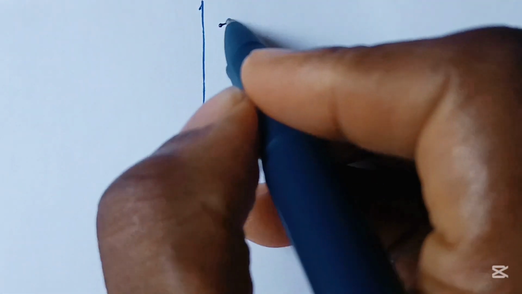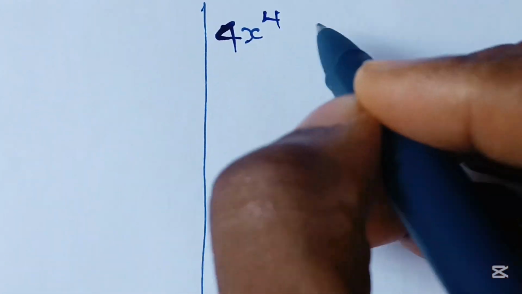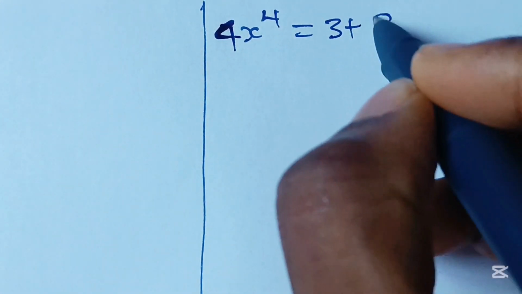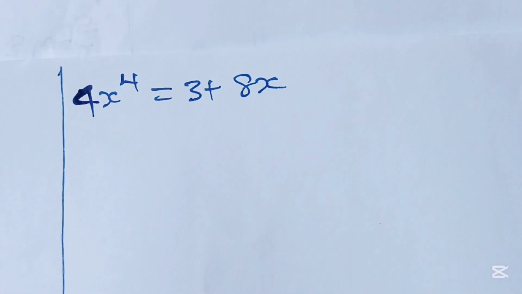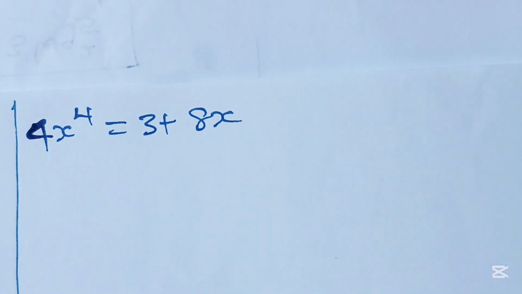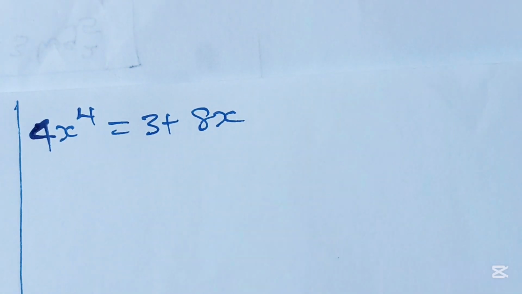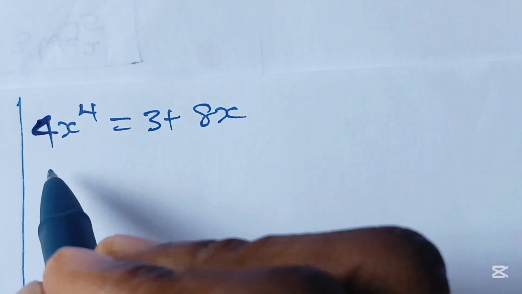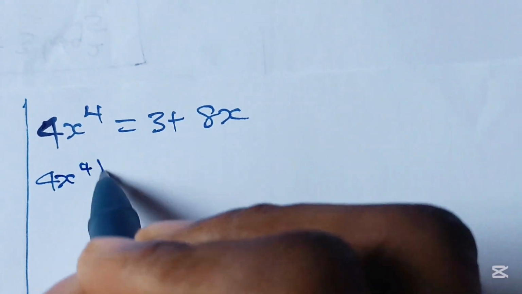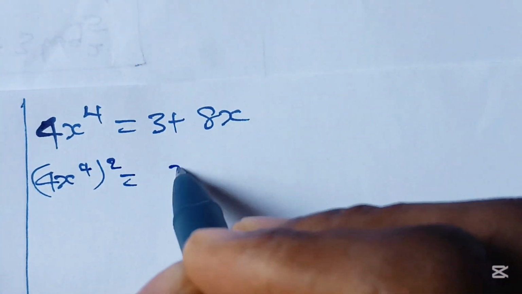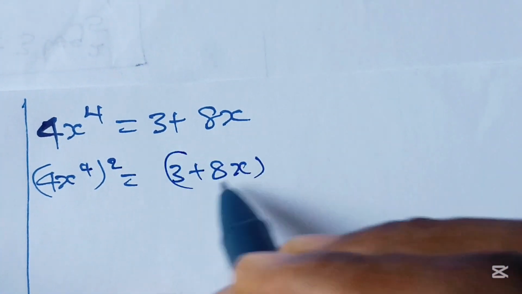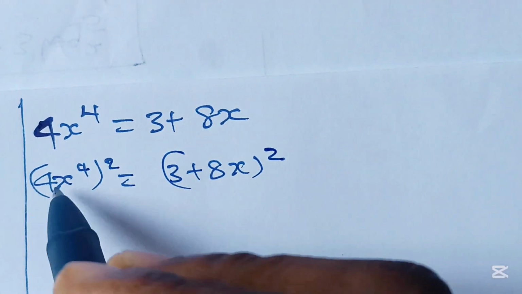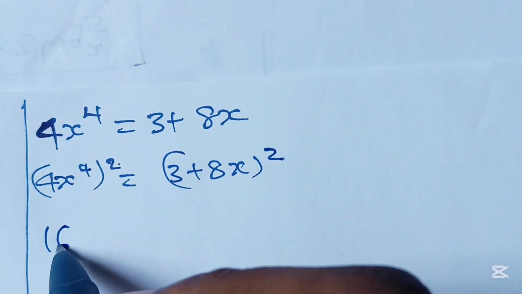So this is where we are. 4x to the power of 4 is equal to 3 plus 8x. So like I said, we are going to square both sides again to get x to the power of 8, all right? So if we square, we have 4x to the power of 4, squared, is equal to 3 plus 8x, squared, okay? So we are going to have 4 squared will give us 16.